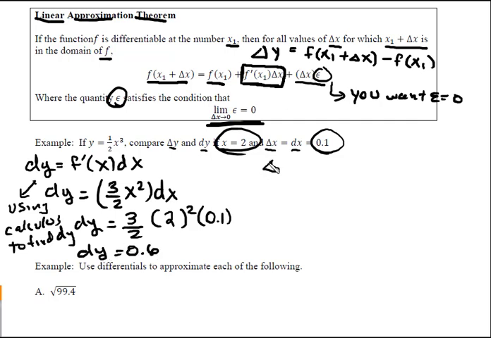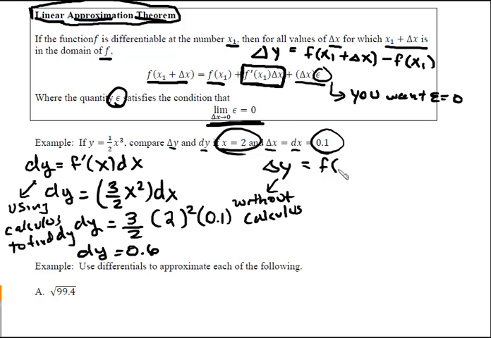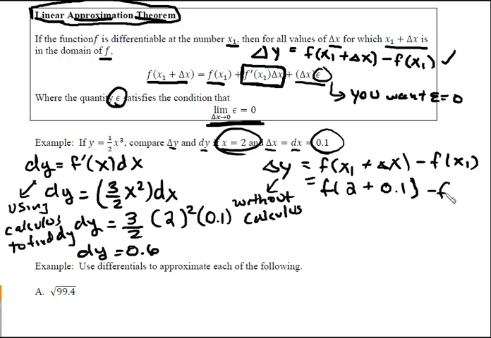Alright, now if we want to find delta y, this is done without calculus. So we're going to see if this linear approximation is actually close or not. This approximation without using calculus here. So this is f of x1 plus delta x minus f of x1, what I just told you up here. Alright, so this is f of 2 plus 0.1, because that's what x and delta x were, and then minus f of 2 because that's what x1 was, so this is f of 2.1 minus f of 2.